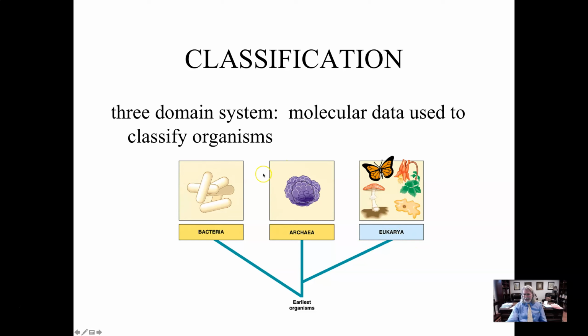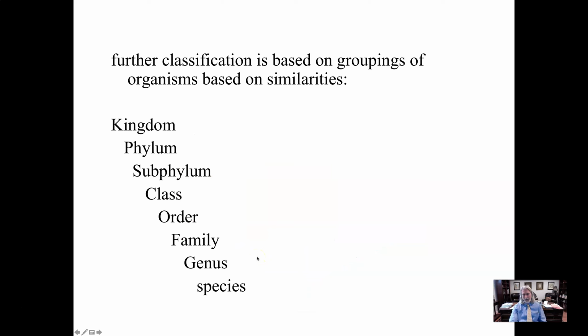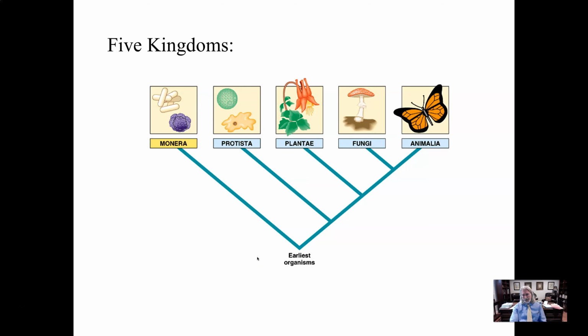Okay, so in the three domain system, the bacteria and archaea, which are all bacterial or prokaryotic cells, are split into two groups, and then you have the eukarya. So in this phylogeny, which group is most closely related to the eukarya? Okay, so when you look, you can see that the archaea and eukarya share a common branch point, indicating they're more closely related to each other than they are to the bacteria. Okay, I'm going to skip this slide for a second and go to the five kingdom, then we'll go back to that slide.